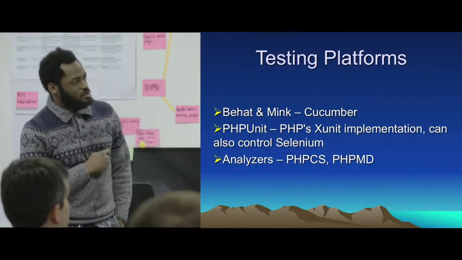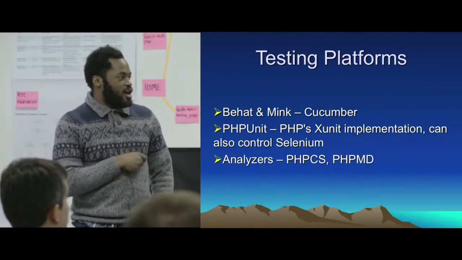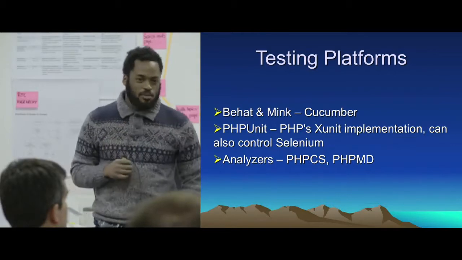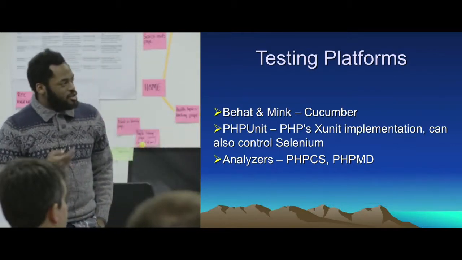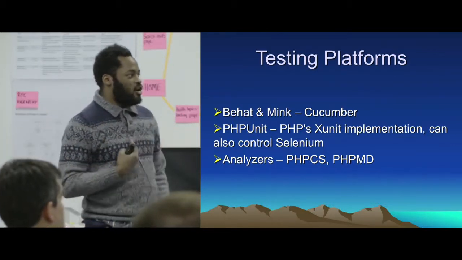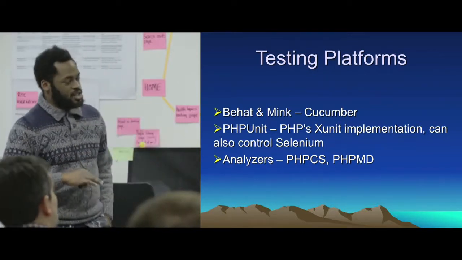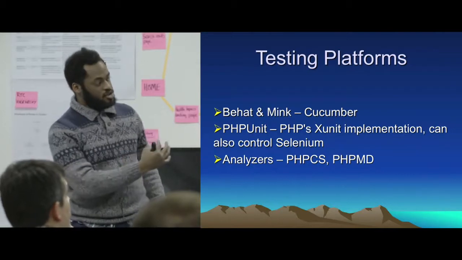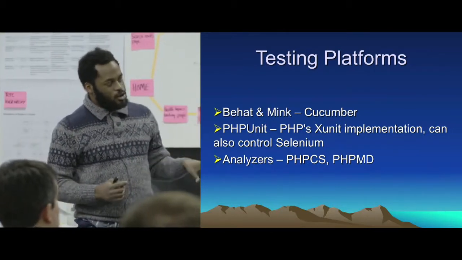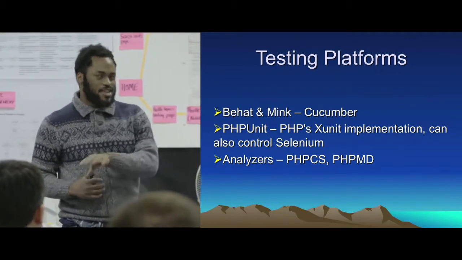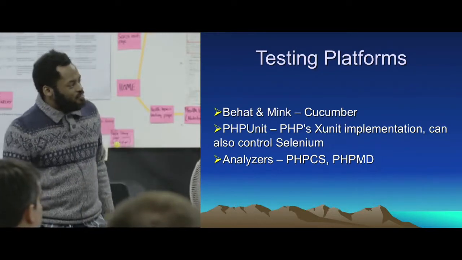Okay, testing platforms. Behat and Mink is the PHP version of Cucumber. If your dev teams are not doing front-end testing, it's a really low barrier to entry, low effort to use it.